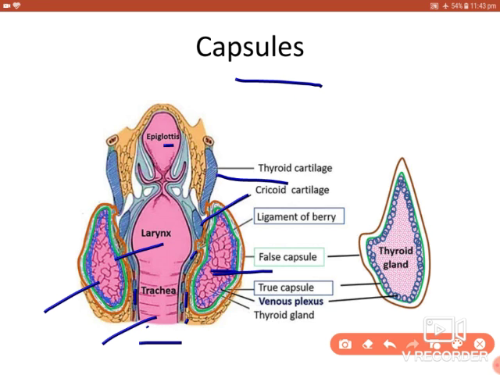The stroma of the gland, the fibrous part, condenses exteriorly to form the true capsule. Outer to that, there is the pretracheal fascia which lines this gland. That is a modification of the deep cervical fascia, and it forms the false capsule. So there is the false capsule and the true capsule. Then inner to that, you can see the venous plexus. During removal of this thyroid gland, that is thyroidectomy, the thyroid should be removed along with the true capsule to avoid hemorrhage.